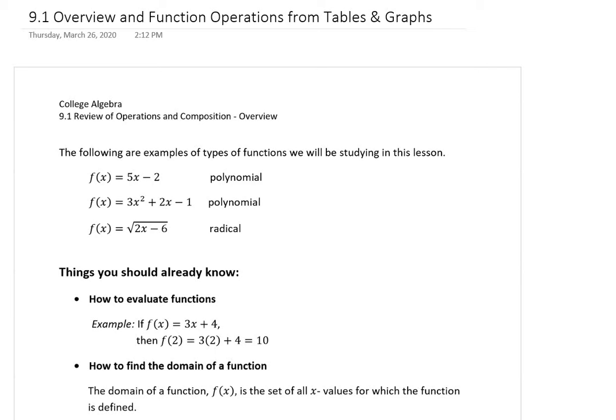So first of all, let's look at some of the functions that we're going to be needing to work with in this unit. We're going to be working with polynomials, and the polynomials can be either linear or quadratic. And we're also going to be looking at radicals. Now, your book does have rational expressions in here as well, but we are not going to be doing any problems with rationals.